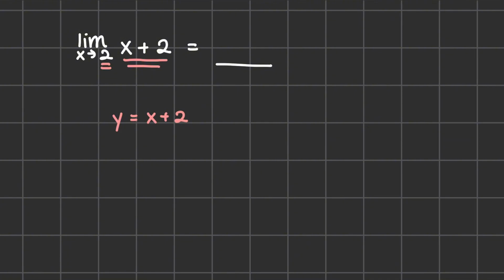In this case, you just have to plug it in. That's all you have to do. Don't overcomplicate it, just plug it in. And here, if we plug it in, 2 plus 2 is equal to 4. That's it. The answer is 4. That's all you have to do for all these questions.